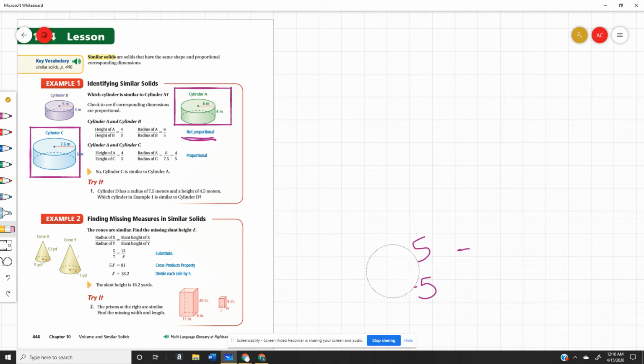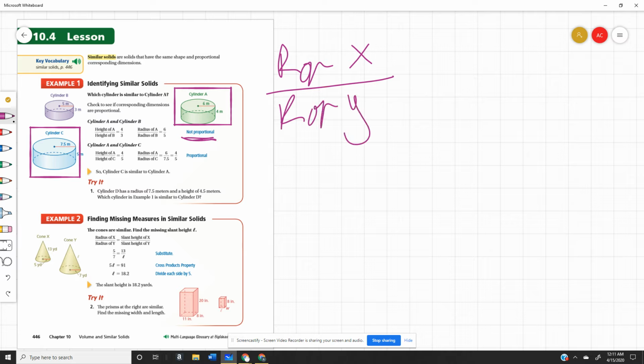All right, example 2. In example 2, we have to find the missing measure in a solid, okay? So this one, they're going to tell me the cones are similar. I know they're similar. I know they're proportional, okay? Find the missing slant height, or L. So what I'm going to do is compare the radius of X over the radius of Y, and it has to be equal to the slant height of X over the slant height of Y. Because they're proportional, they're going to be equal.